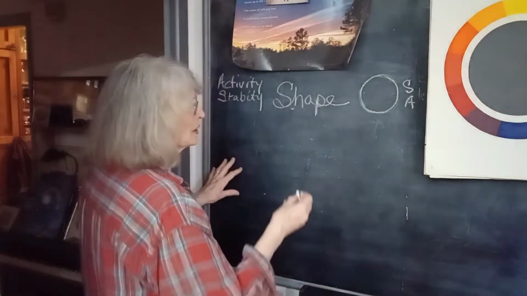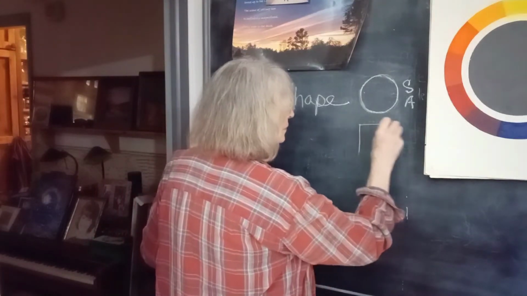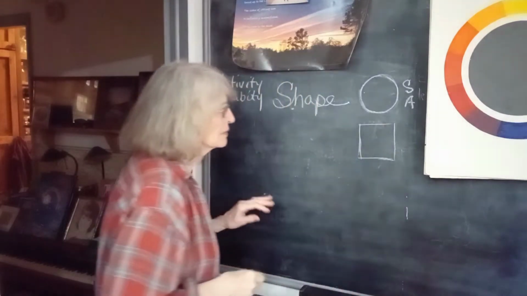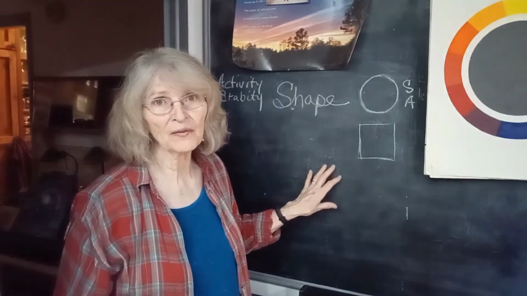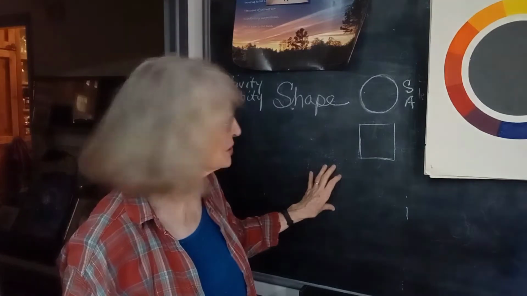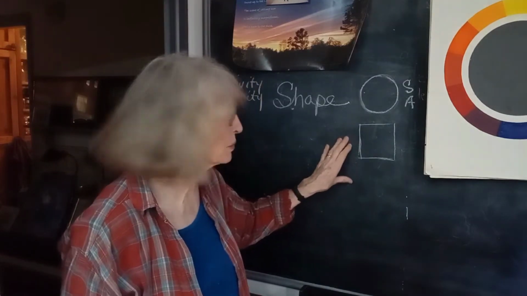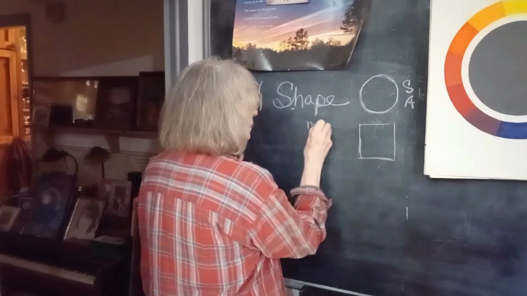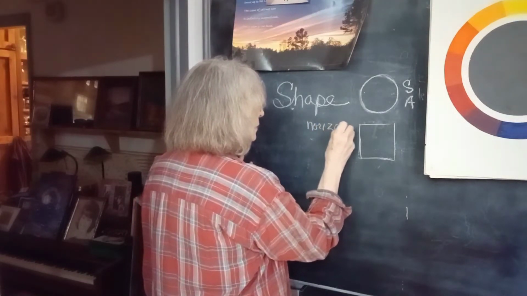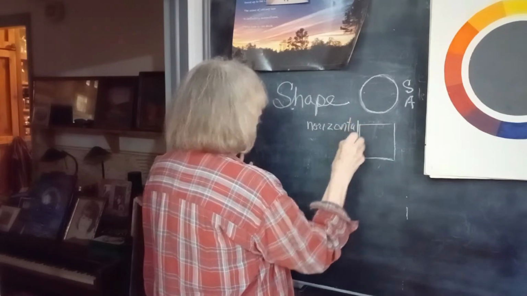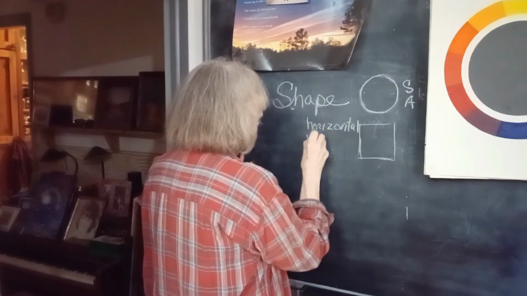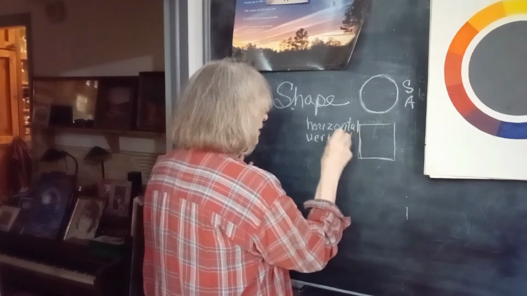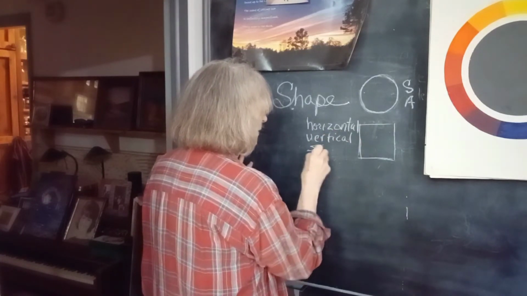The next shape we're going to consider is a rectangular shape. And there are a lot of variations on our rectangular shape. This is a square. It has horizontal, vertical, and square.